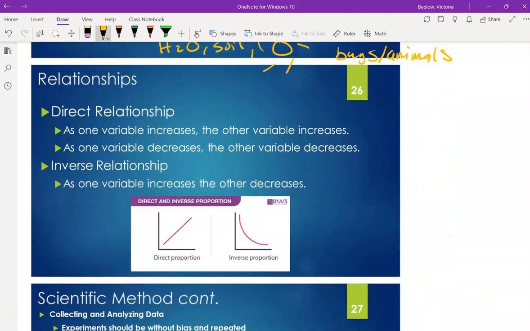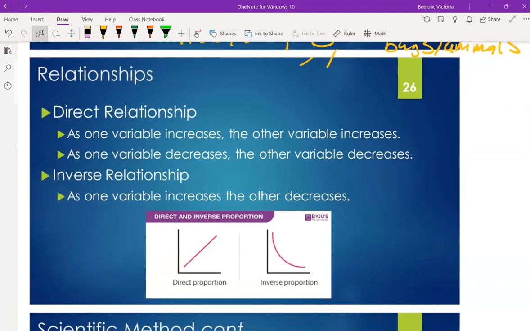All right, next, relationships. This is something that comes up a little bit more in chemistry, but I do like to mention it here. So when you graph two variables or two factors on a graph, they could have hopefully one of two relationships. One can be a direct relationship. So this just means as one variable increases, the other increases as well. As one variable decreases, so does the other. And on a graph, that looks something like this.